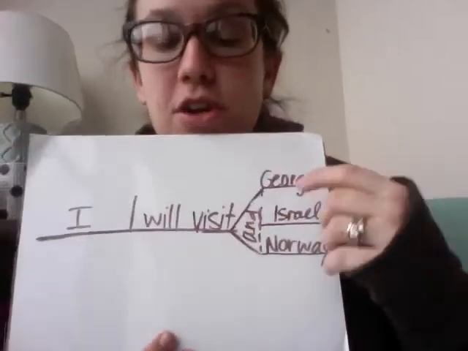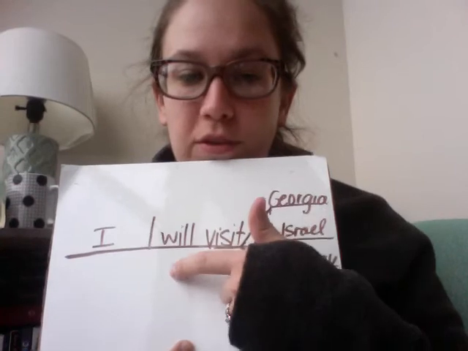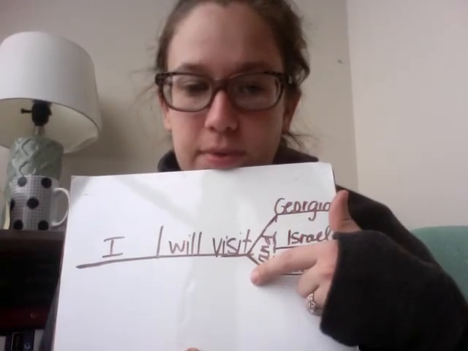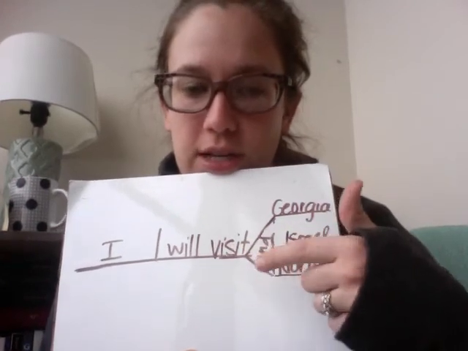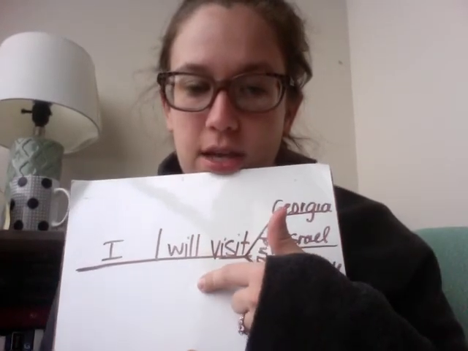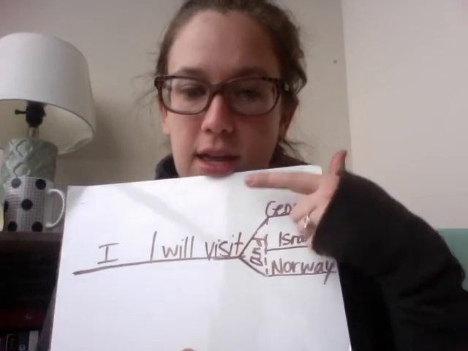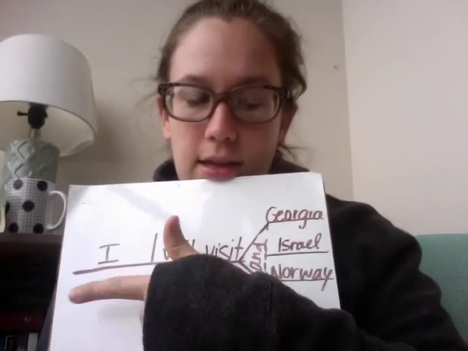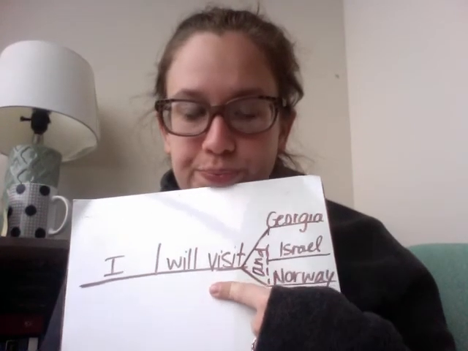First things first, our verbs. We have 2: will, visit. So a helping verb, will, visit. Okay, will visit. We wouldn't just say I visit, so we need a helping verb. I will visit. Who's our subject? Who's doing the visiting? I, that's our subject.